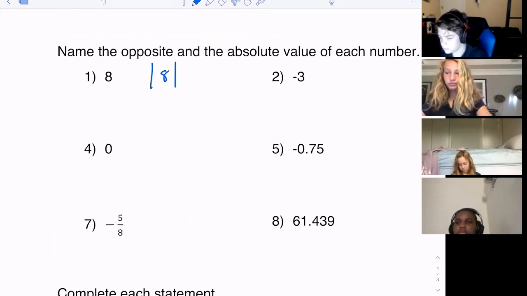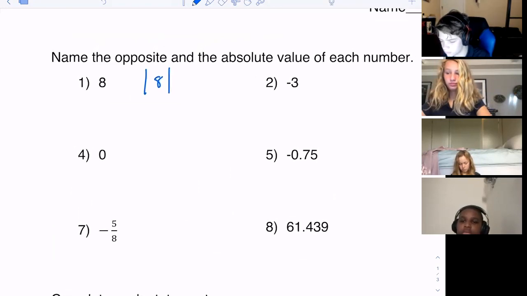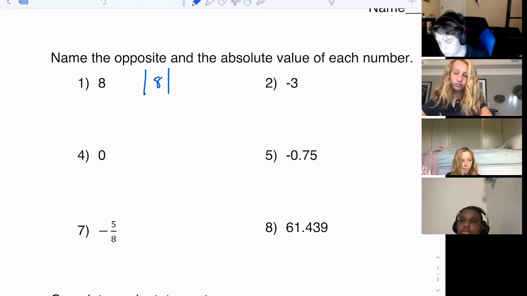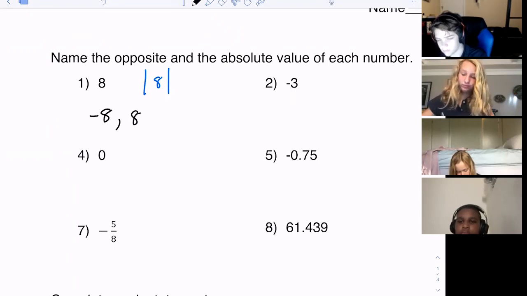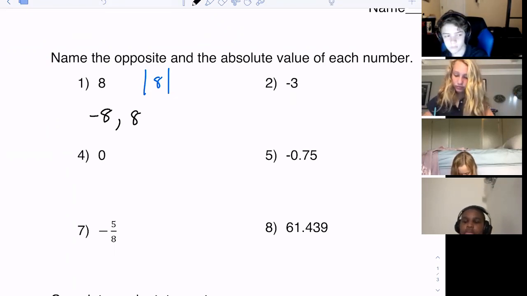Okay, so go ahead. Can you name the opposite of 8? And what's the absolute value of 8? No, no. Absolute value is distance. Distance cannot be negative. So the absolute value of 8 is still what? 8. That is correct. So the answer is -8 and 8. Anybody have any questions? Yes, sir. I just wrote it down. Okay, here we go. Number 2, go.